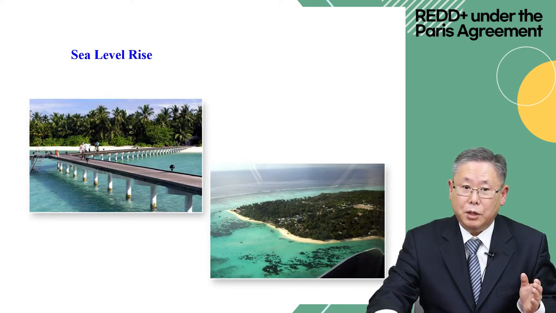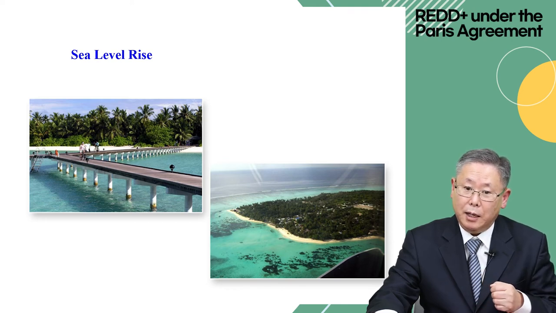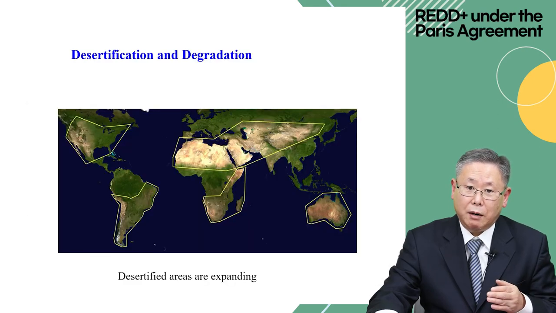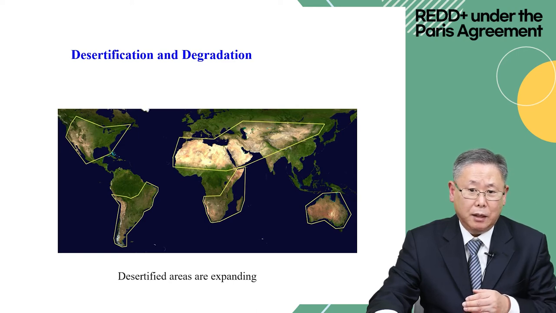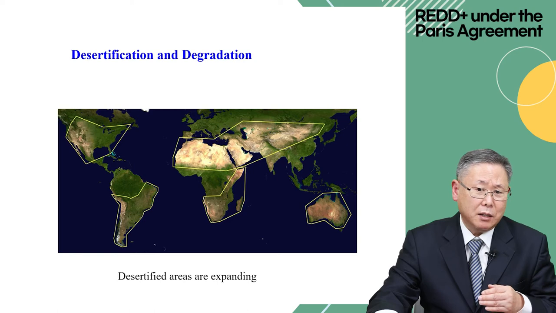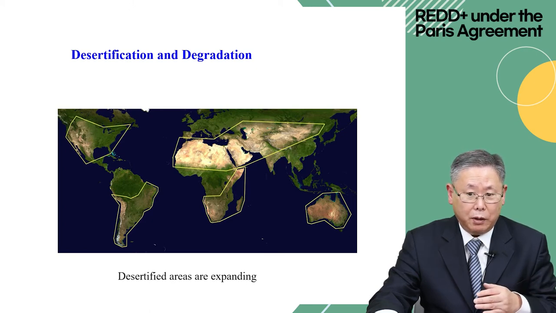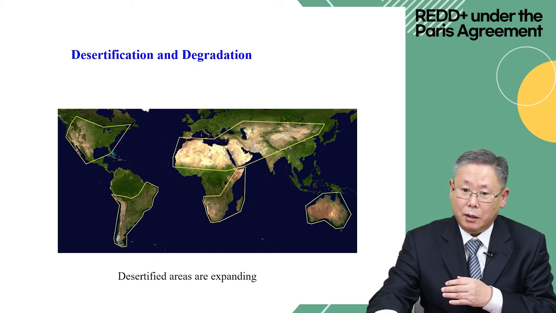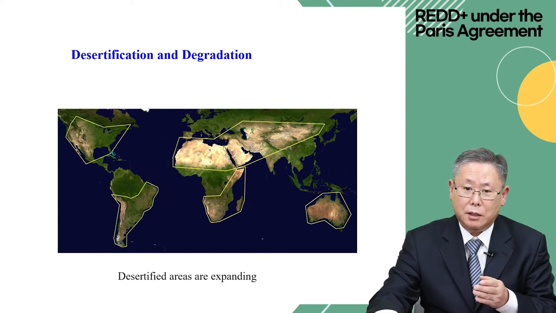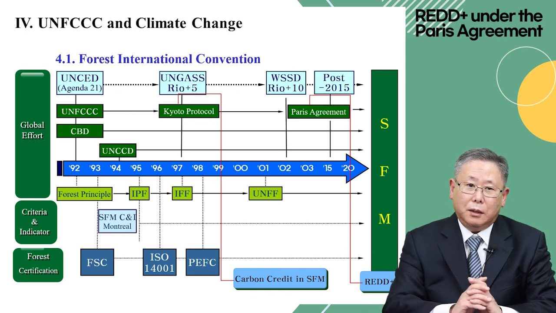So, I told you about some sea level rise, some of the Pacific Islands, Tonga, they are disappearing. And also the desertification and land degradation are expanding, especially in China and the Africa Sahel area. And also some of South America, Latin America, and the southern part of Africa, and also Australia and China, Mongolia, and even some Middle East Asian countries. So what is the international society doing to deal with this climate change?